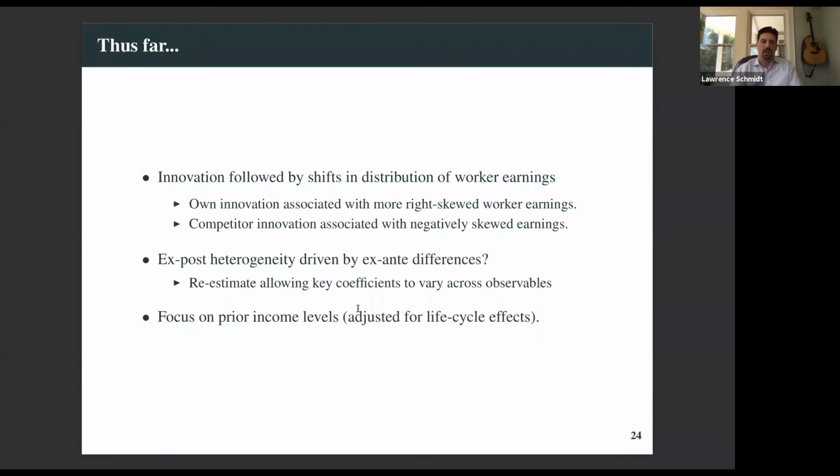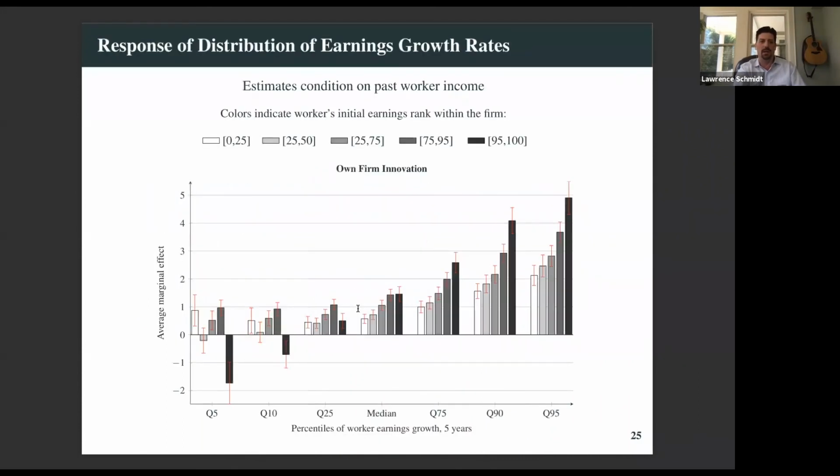Okay, so thus far what I've shown you is that innovation is followed by shifts in the whole distribution of worker income. Own firm innovation is associated with more right skewness. Competitor innovation is associated with more left skewness. This could just be driven by the fact that different people have different exposures. And so what we're going to do next is a very simple sort based on prior income levels. I'm going to take all the workers in the firm and sort them roughly into quartiles. So I take the bottom 25%, then the 25th through 50th percent, and so on.